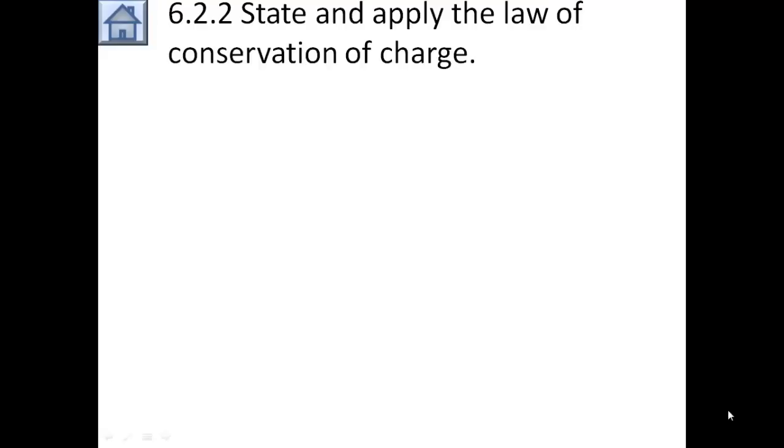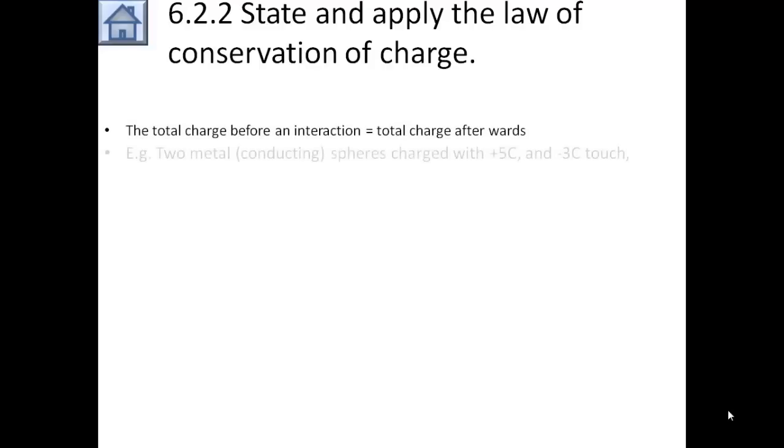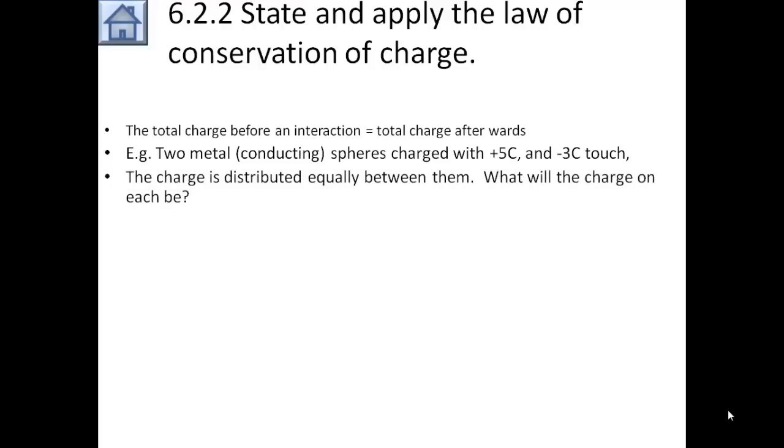State and apply the law of conservation of charge. The total charge before an interaction is equal to the total charge afterwards. For example, two metal spheres are charged with plus 5 coulombs and negative 3 coulombs, and they touch each other. Then the charge is evenly distributed between them. What will the charge on each be?